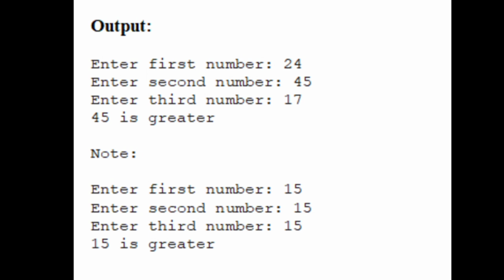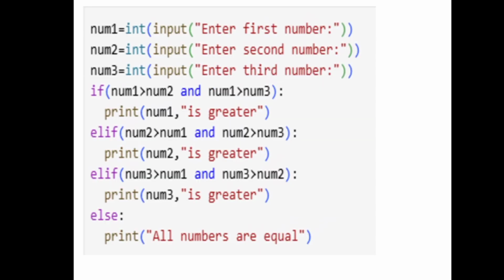Here you see in the output, enter first number 24, enter second number 45, enter third number 17. So 45 is greater. But note, enter first number 15, enter second number 15, enter third number 15. So it says 15 is greater. Now we solve the same problem by a different approach.